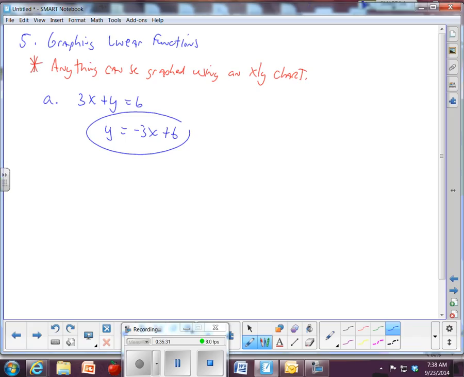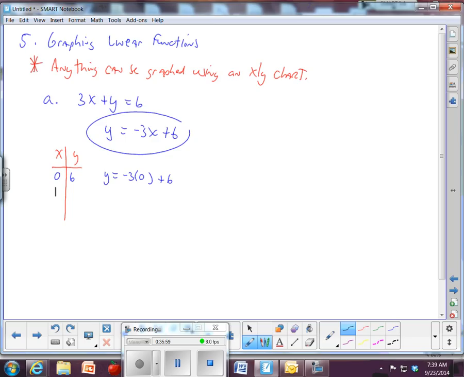Now we're ready for our XY chart. All an XY chart is this. You choose values for x and find the corresponding value for y. So what if I used a 0 for x? So remember, y is going to be negative 3 times that 0 for the x, plus 6. So y is a 6.